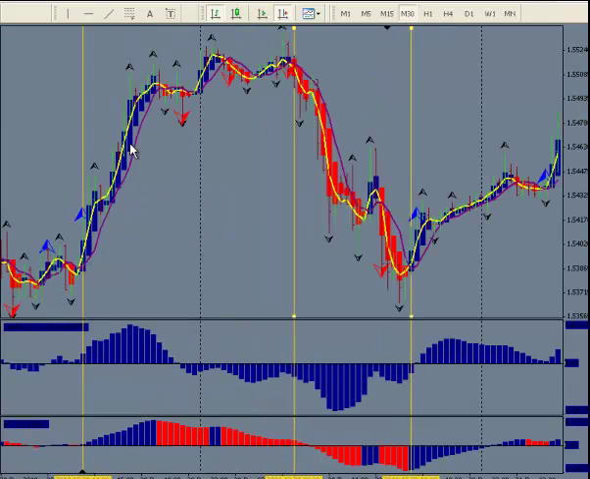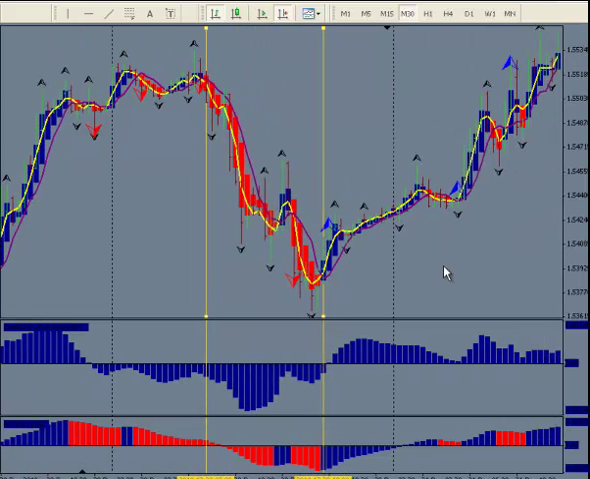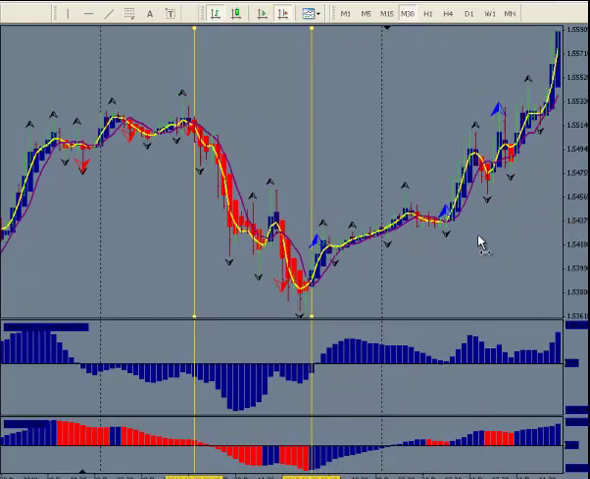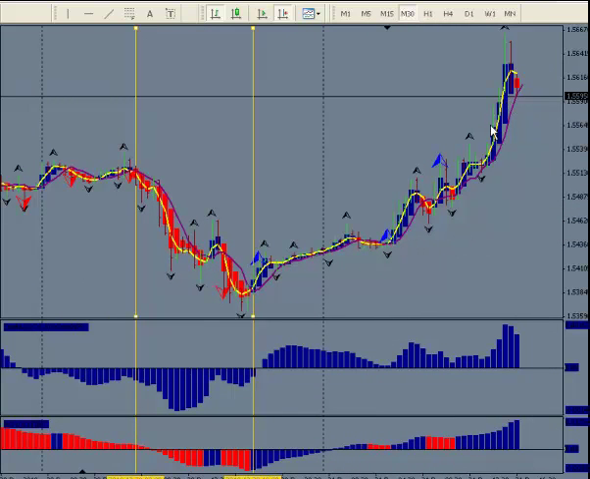Right here, that was a good trade. That was a 5-alarm trade. This one, yes, it was a good trade, but it was only a 4-alarm trade. And the first 5-alarm trade happens clear over here. So you would have missed all this slow stuff and only gotten into the high probability trade, which would have taken you through the biggest part of the move.